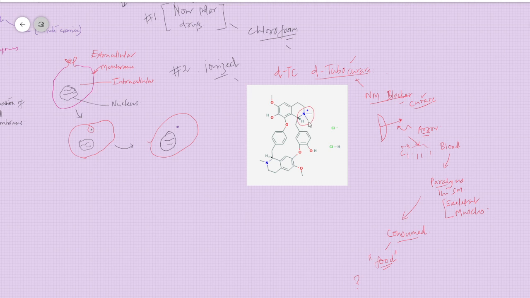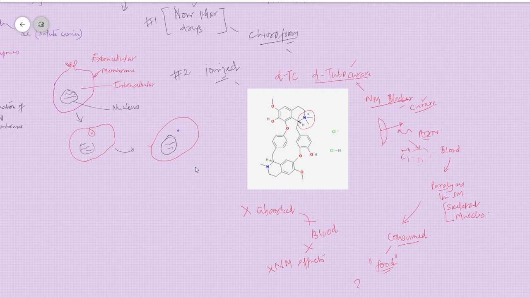If it is highly ionized, what will happen? It cannot cross the membranes, meaning it won't be absorbed. They may be consuming it, the meat might contain curare, but it won't be absorbed, and if it is not absorbed, it will not reach the blood, and if it does not reach the blood, it won't cause neuromuscular effects. That is why they are able to consume it. So the point to remember is that ionized compounds usually cannot cross the blood-brain barrier.